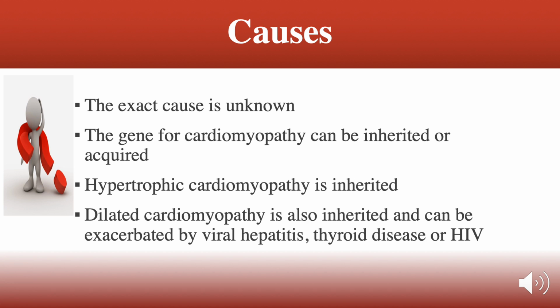The causes. The exact cause of cardiomyopathy is unknown. However, the risk factors on the following slides have been found to increase the chances of developing cardiomyopathy. The gene for cardiomyopathy can be inherited or acquired. Hypertrophic cardiomyopathy is inherited, while dilated cardiomyopathy is also inherited and can be exacerbated by viral hepatitis, thyroid disease, or HIV.